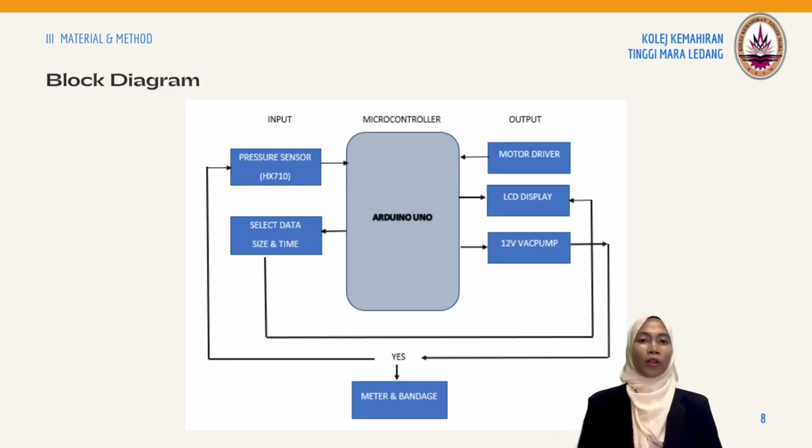So this is a block diagram for our negative pressure wound therapy project to show the input and output of our project. The input of our project is a pressure sensor HX710, which is for the negative pressure set in the equation formula and given to the patient.